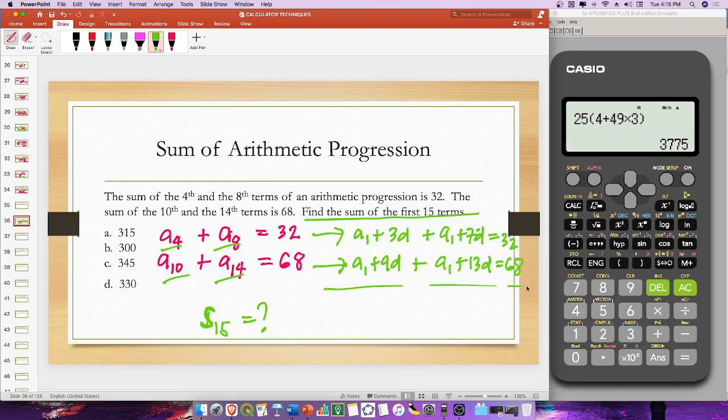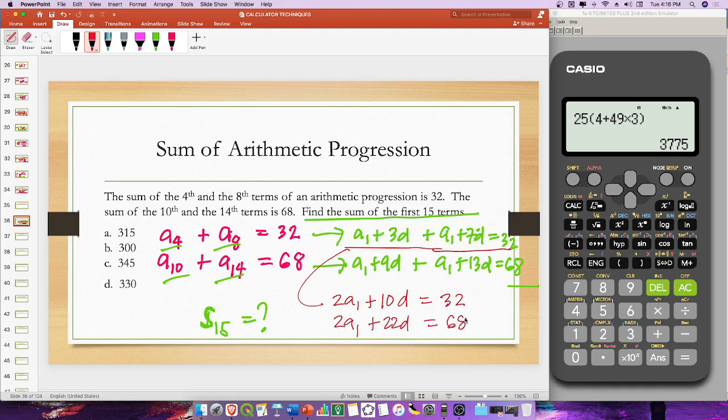Let's simplify the equations further by combining like terms. In our first equation, that will become 2A1 plus 7D and 3D, that is 10D, equal to 32. Same is true with the next equation: 2A1, and 9D and 13D, that's 22D, equal to 68. Now we have two equations and two unknowns.